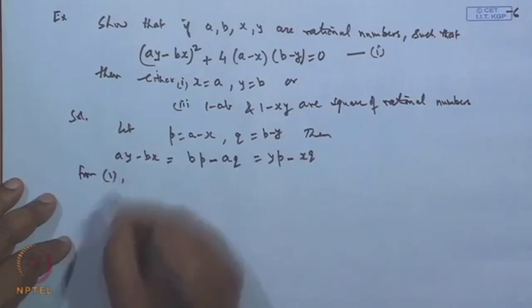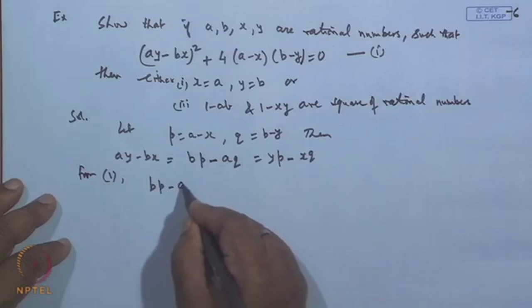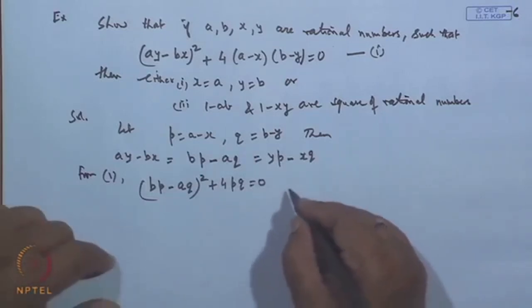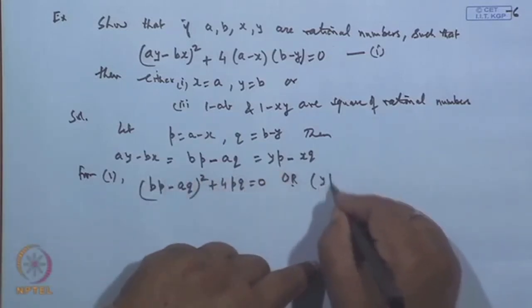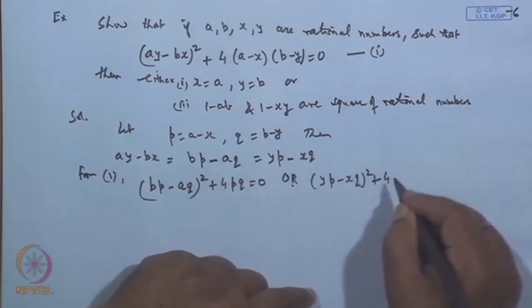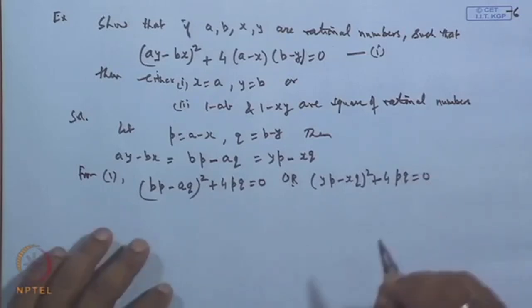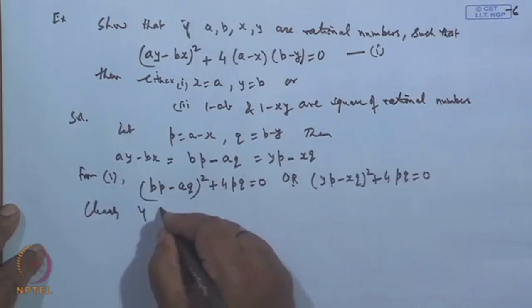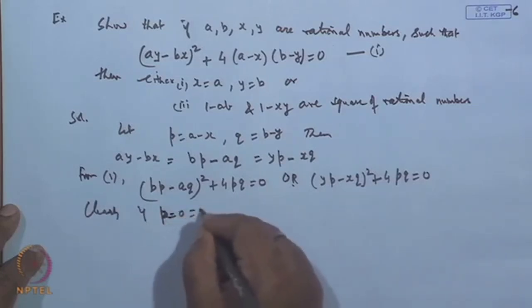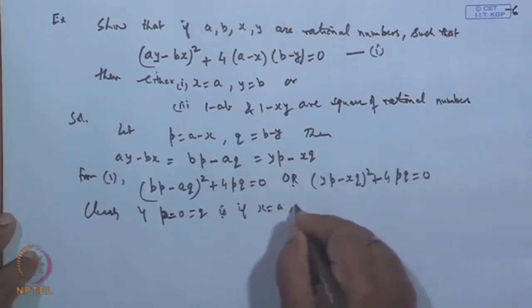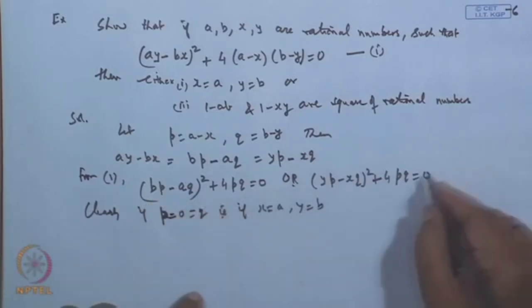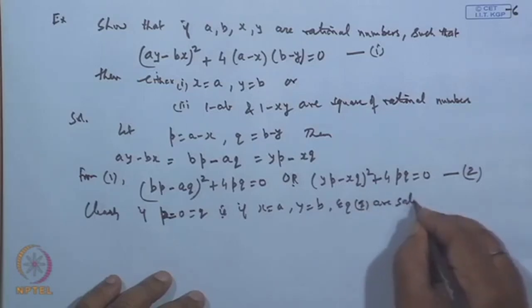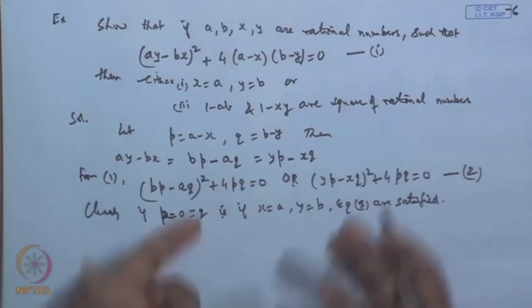From the given relation we can write (bp minus aq) whole square plus 4pq is 0, or we can also write this as, because this is also equivalent to this, (yp minus xq) whole square plus 4pq is 0. Now clearly if p is equal to 0, q is also 0, that is if x is equal to a, y is equal to b, then p is 0, q is 0, and these two equations are satisfied. Obviously true, that's nothing.